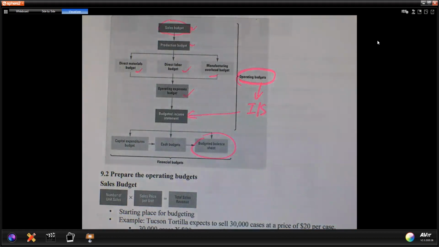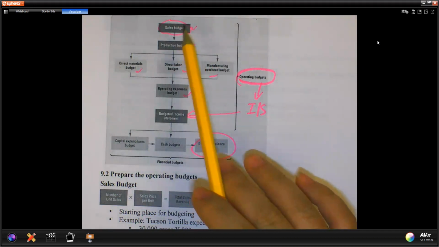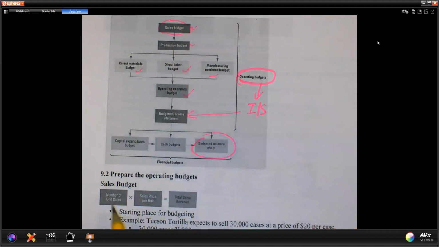So the first one, we said we always start from the sales budget, right? We always start from the sales budget. So we want to work on that now. How do we get our sales? You should know it very clearly. So basically, it's the units you budget to sell times the price you budget to sell for each unit, and then gives you the total budgeted sales revenue.